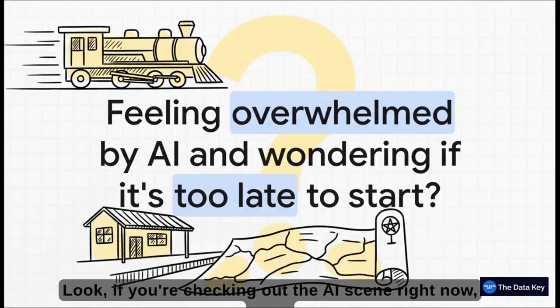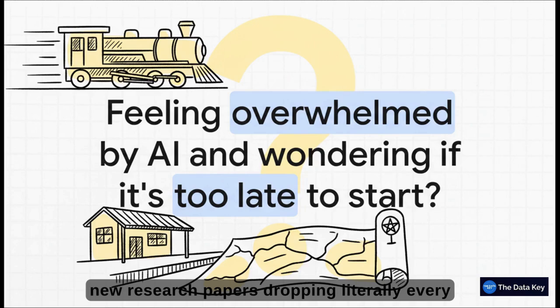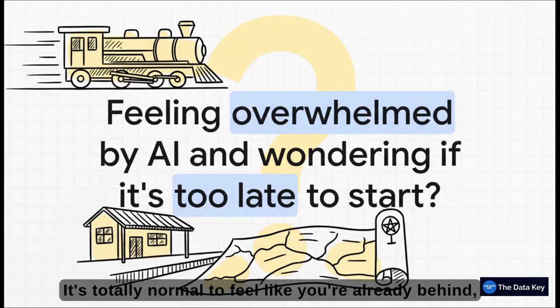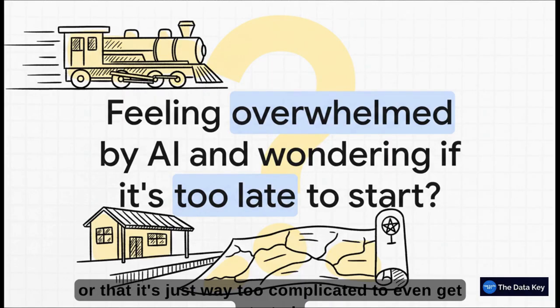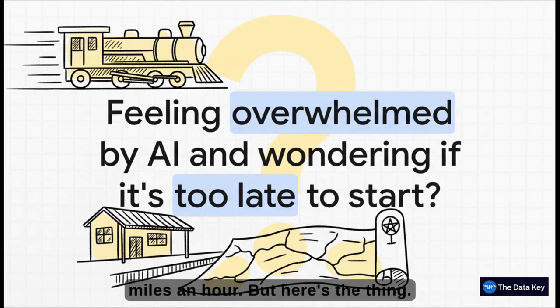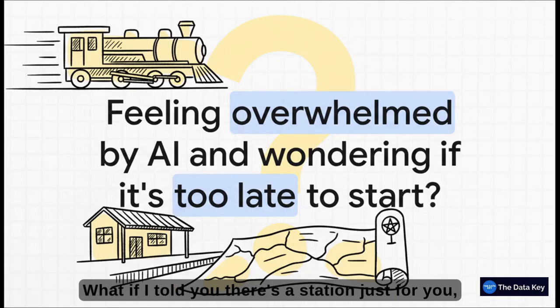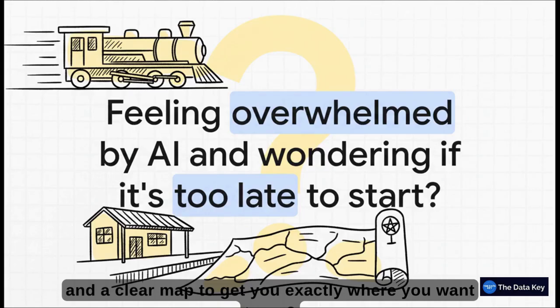Look, if you're checking out the AI scene right now, wow. New models, new research papers dropping literally every single day. It's totally normal to feel like you're already behind, or that it's just way too complicated to even get started. It's like trying to jump onto a train that's already going 100 miles an hour. But here's the thing. What if I told you there's a station just for you and a clear map to get you exactly where you want to go?